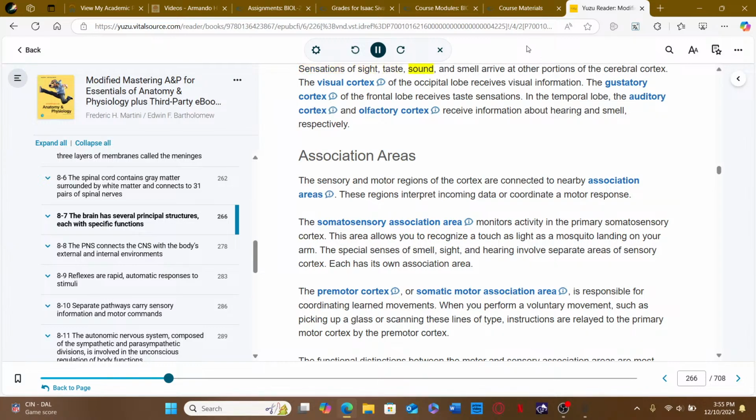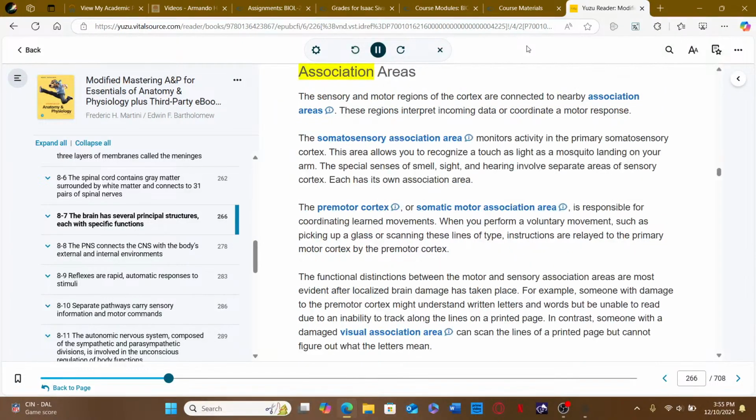Sensations of sight, taste, sound, and smell arrive at other portions of the cerebral cortex. The visual cortex of the occipital lobe receives visual information. The gustatory cortex of the frontal lobe receives taste sensations. In the temporal lobe, the auditory cortex and olfactory cortex receive information about hearing and smell, respectively.